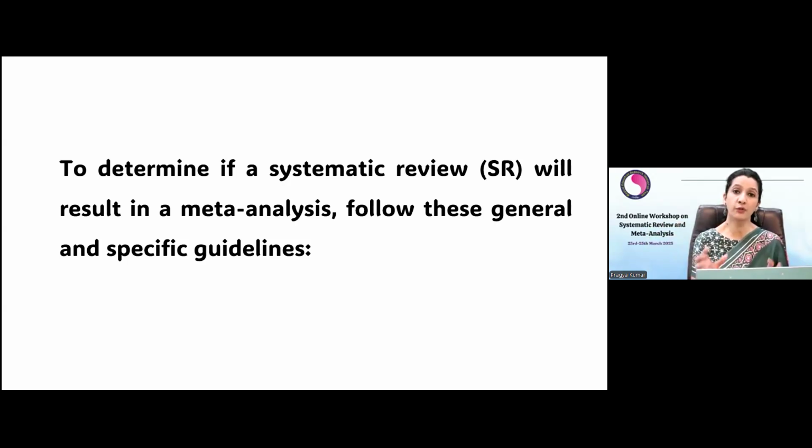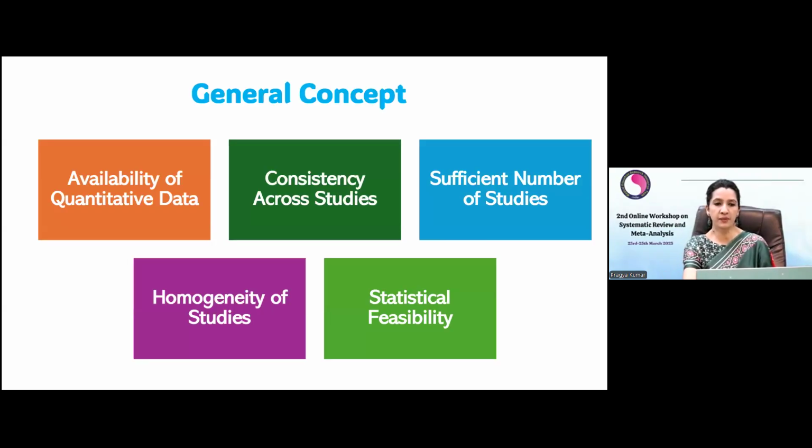Objectively, you have to enter the data of the outcome measurement in the statistical analysis software. And when you analyze it, you report I square. On the basis of that, you take a decision of whether you want to continue with the meta-analysis or stop at the level of systematic review. So we will follow some general and specific guidelines.